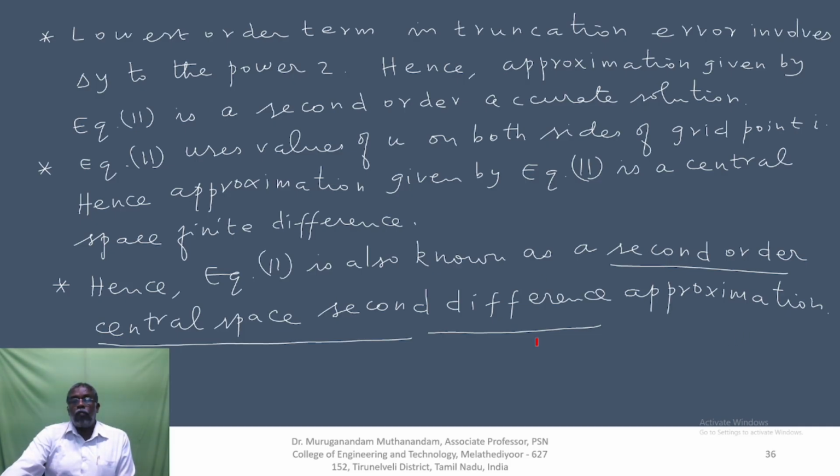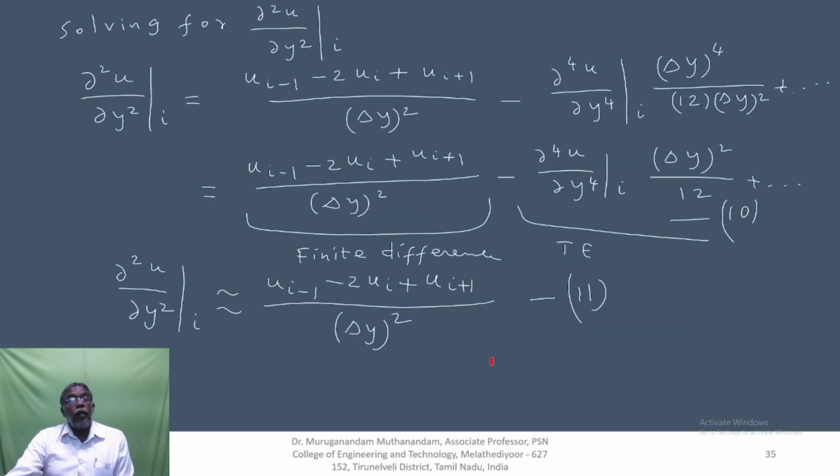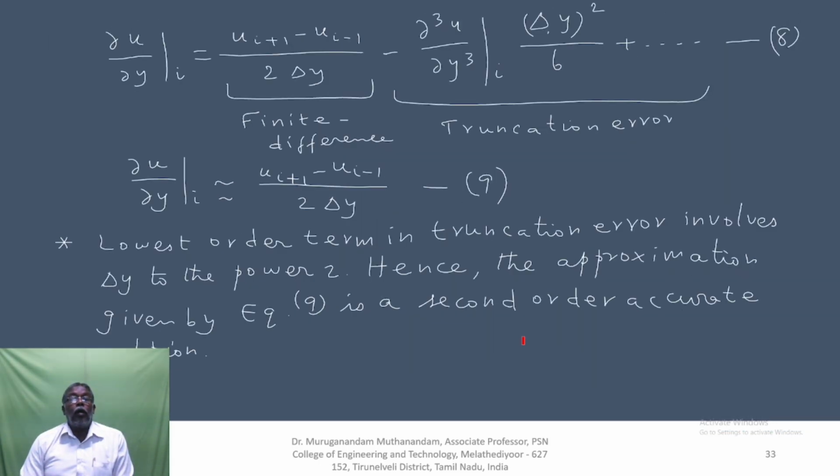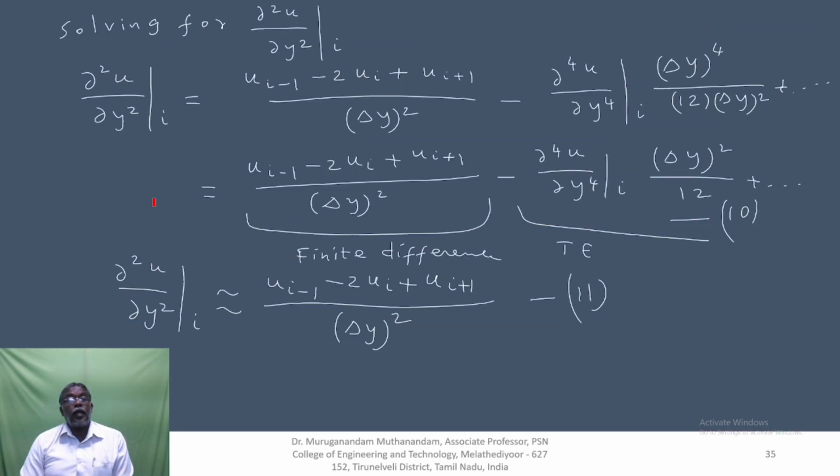Why is it called a second difference approximation? It is the approximation of the partial differential quantity, partial square u upon partial y square. Whereas in the equation given here, the ninth equation, it is partial u upon partial y. That is the first difference. Whereas here it is a second difference, partial square u upon partial y square.